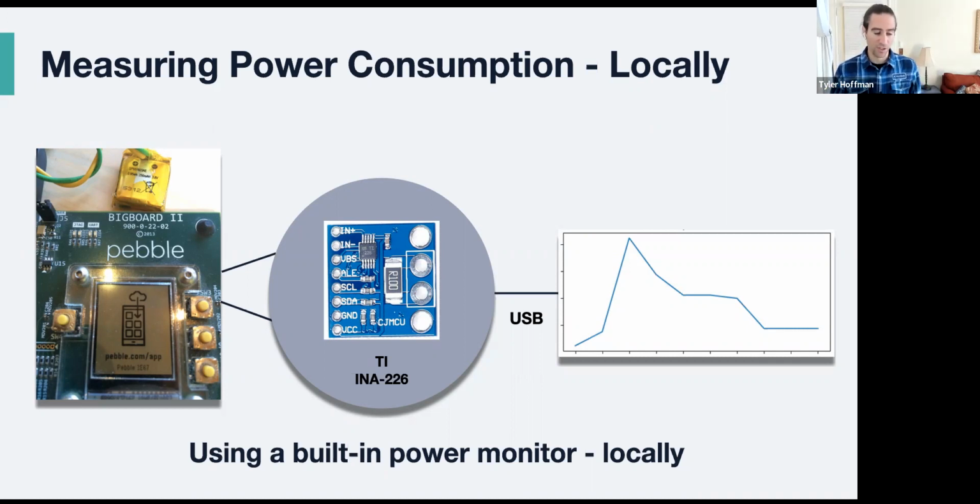And that was really good for once you knew where to look for an issue. You knew that the accelerometer was maybe drawing too much power, or in a particular state drawing too much power, you could then go investigate. But again, this doesn't really solve the problem of how to do this remotely.